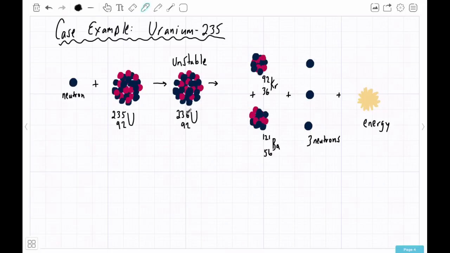This leads to uranium-236 almost instantaneously splitting into 2 less massive nuclei. In this case, krypton-92 and barium-121. But if you do the math, 236 does not equal 92 plus 121. We're missing 3. And so the other thing that occurs is 3 neutrons are expelled when the nuclei split. And the other outcome on the product side is a massive amount of energy, based on that E equals mc squared equation that we talked about before.